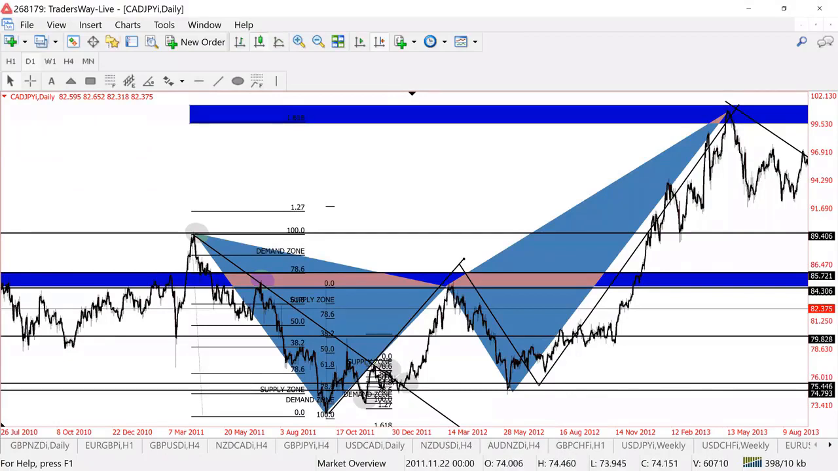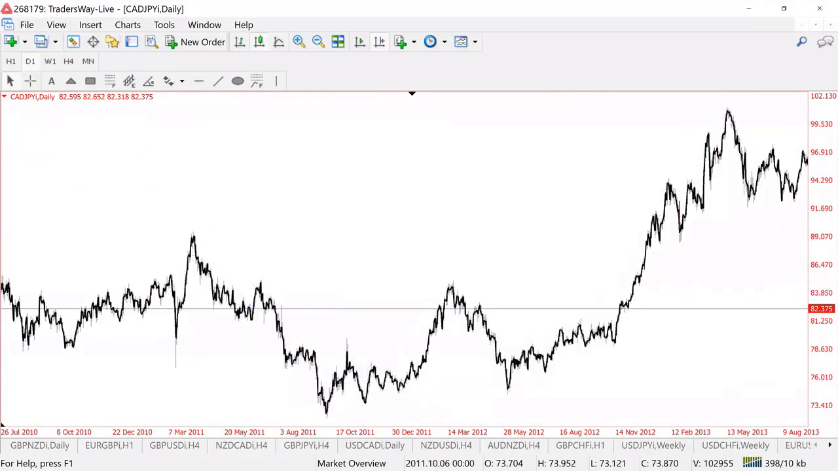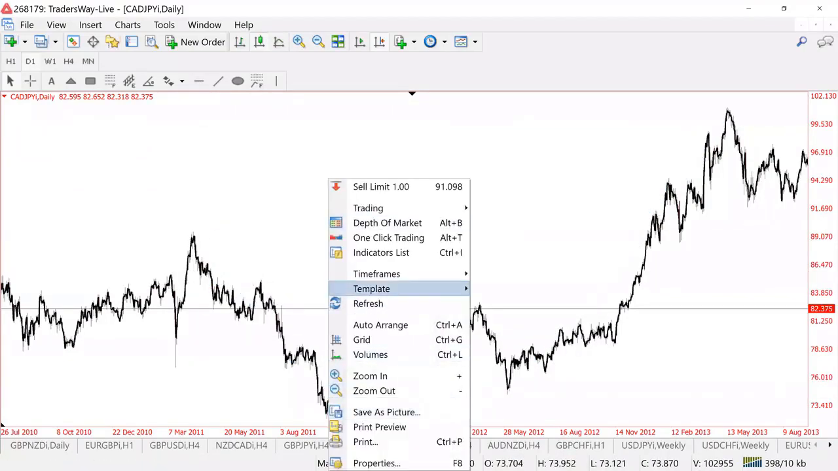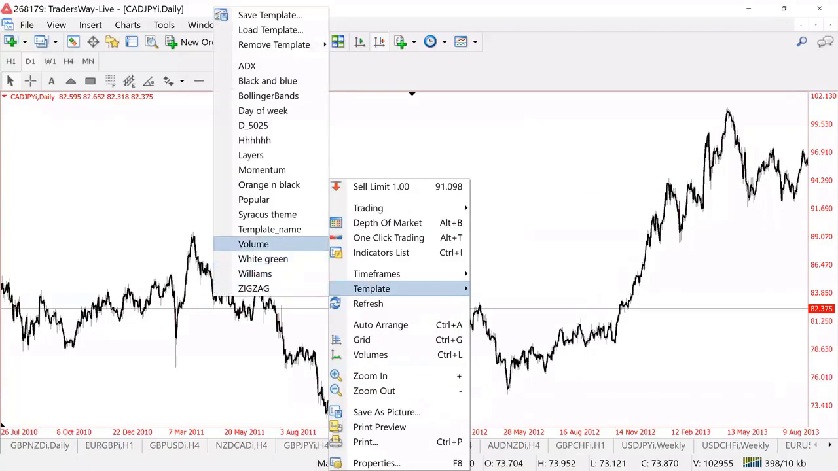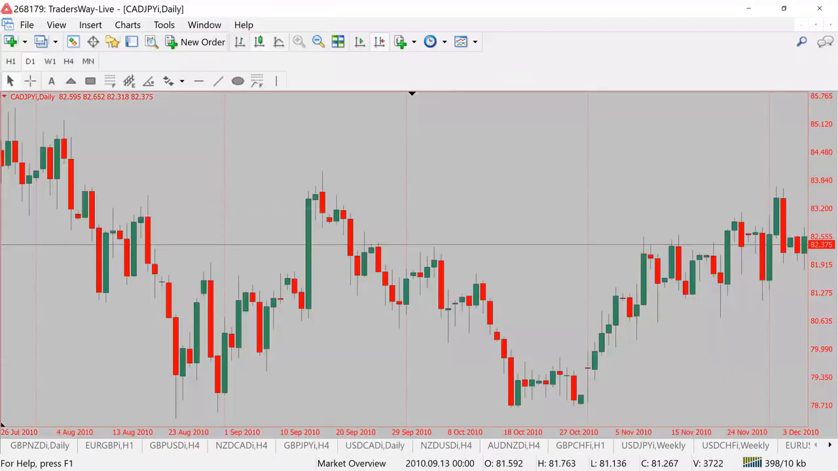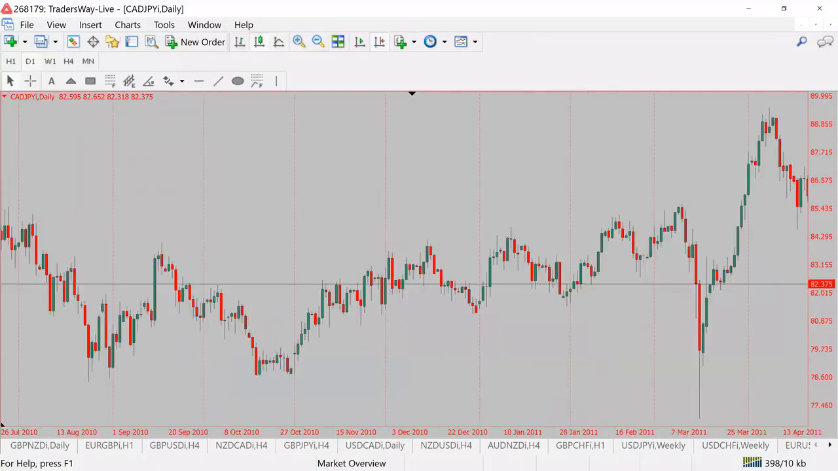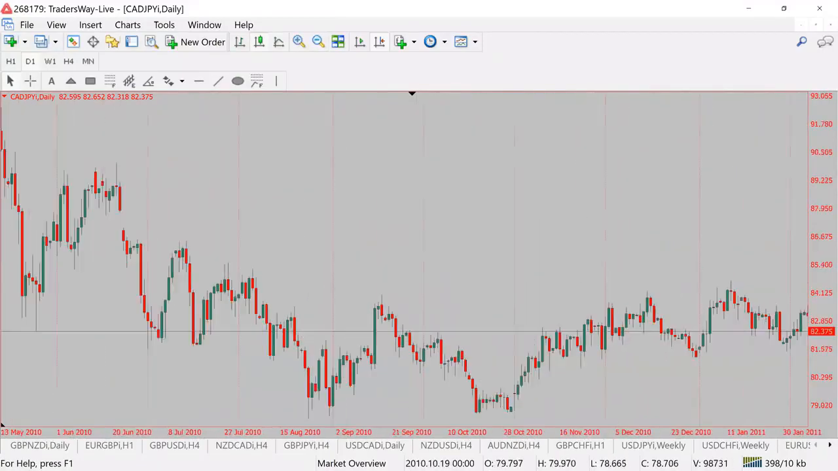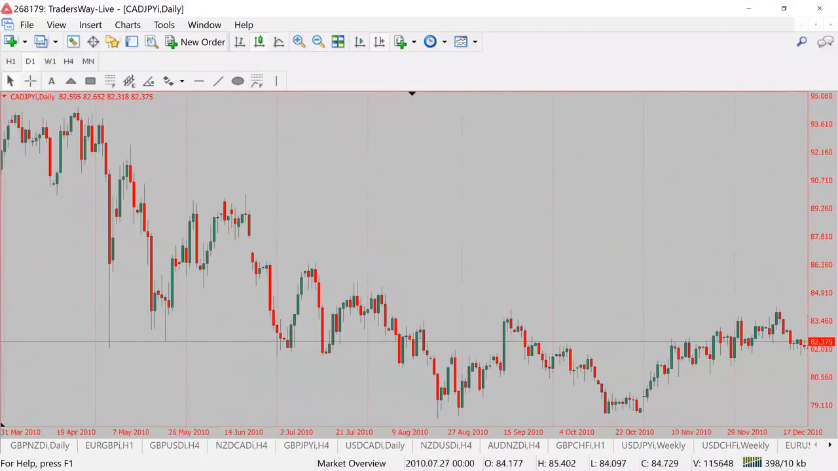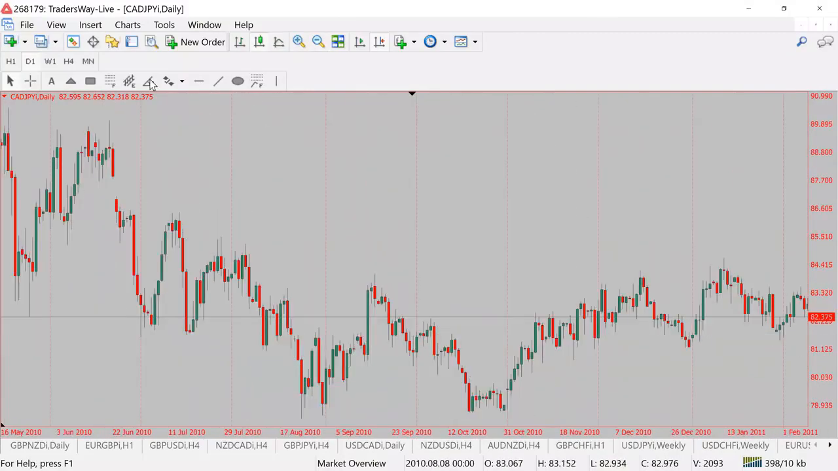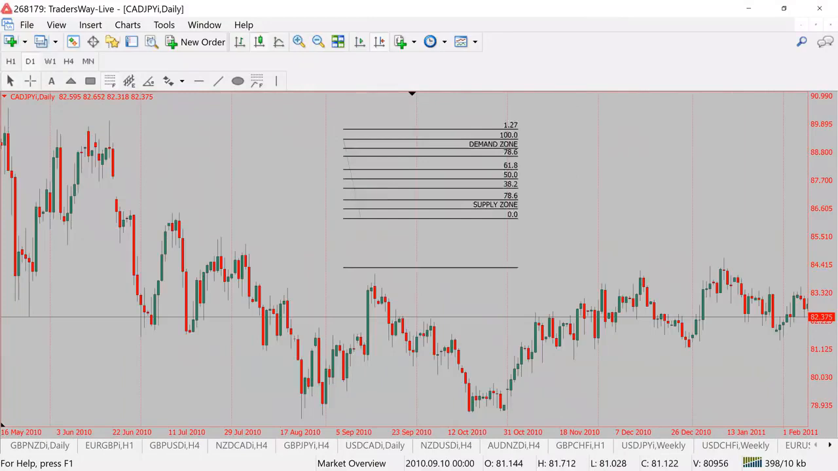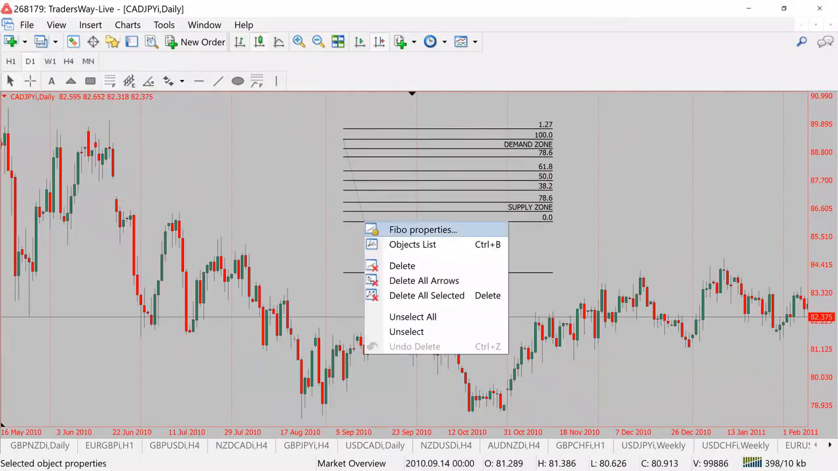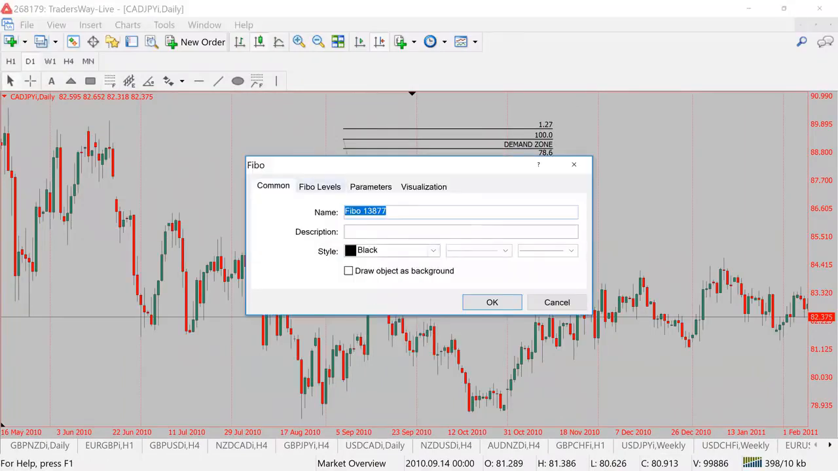Let me backspace and delete. And what I'll do for you, let me go ahead and darken my screen just a little bit. I think I was right here in this zone. It doesn't matter. Let me just go ahead and grab my Fibs. There we go. Let me see if I can darken this line a little bit.